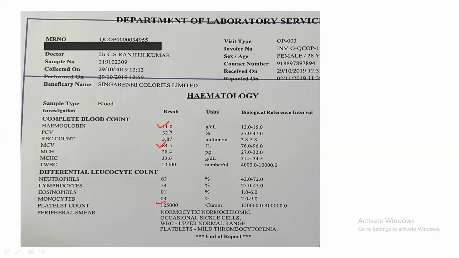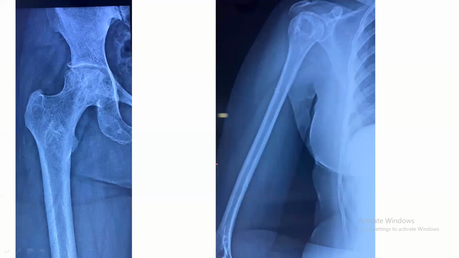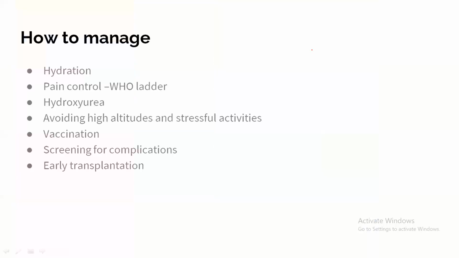This child is having 11 as the hemoglobin, but if you look at the peripheral smear, she was having occasional sickle cells. And HB electrophoresis, when we did, sickling was positive, and she was labeled as sickle cell hemoglobinopathy. So these are the X-rays. If you look at the X-ray, you can see an AVN picture, and also here like early development of the AVN. That's why she was having a limping gait.